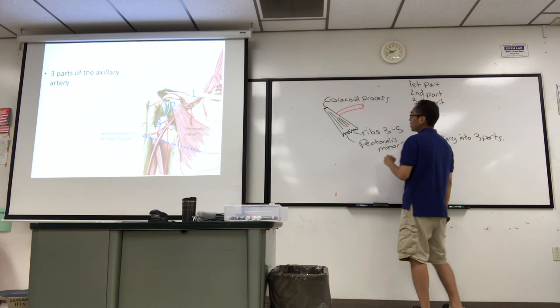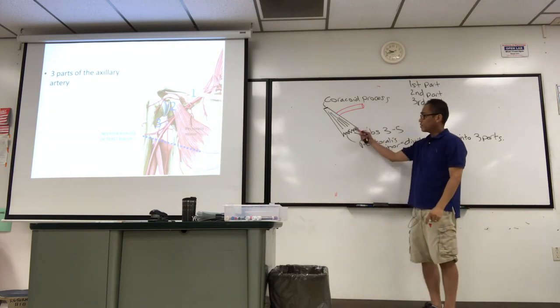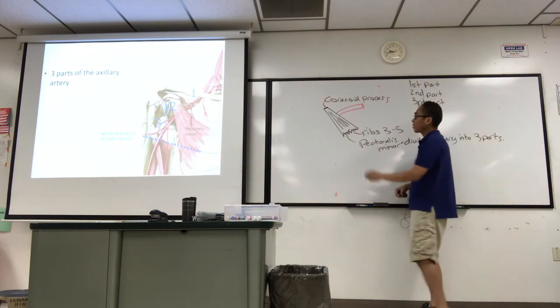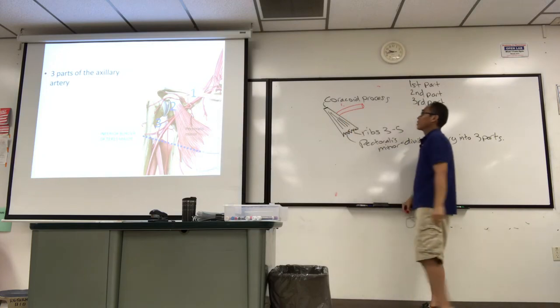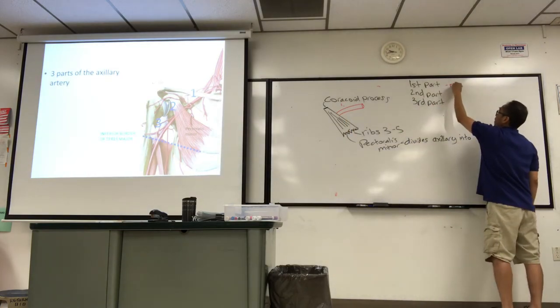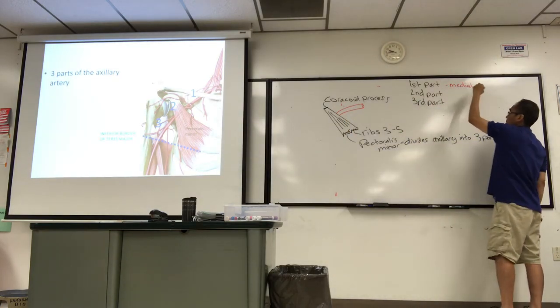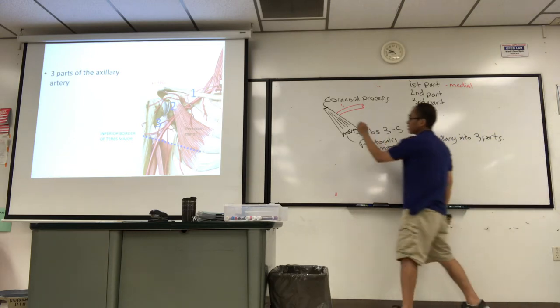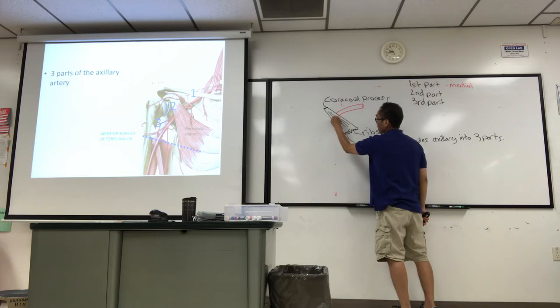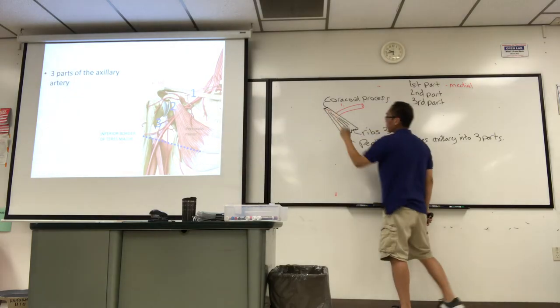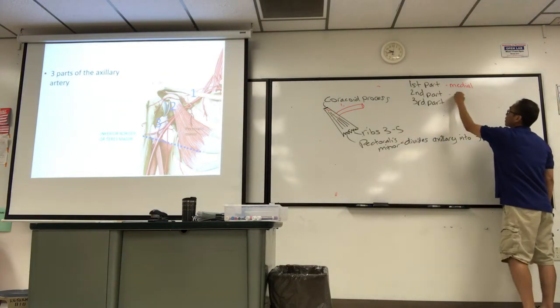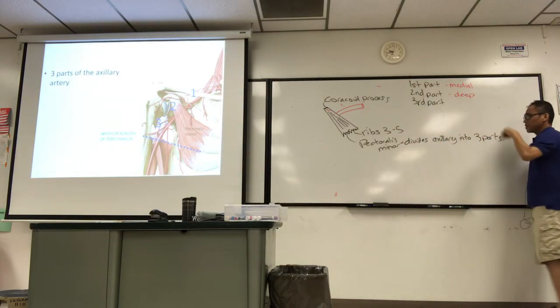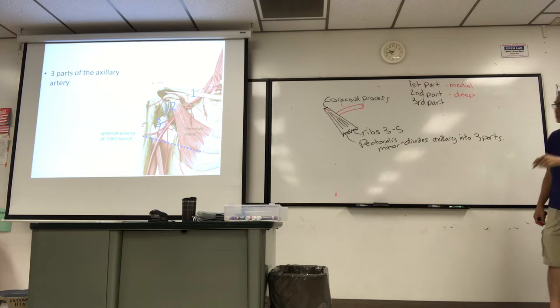There's the axillary artery. The part that's medial to the pectoralis minor is the first part. The part that's underneath it, deep to the pectoralis minor, let's call that the second part. The third part is lateral to it.